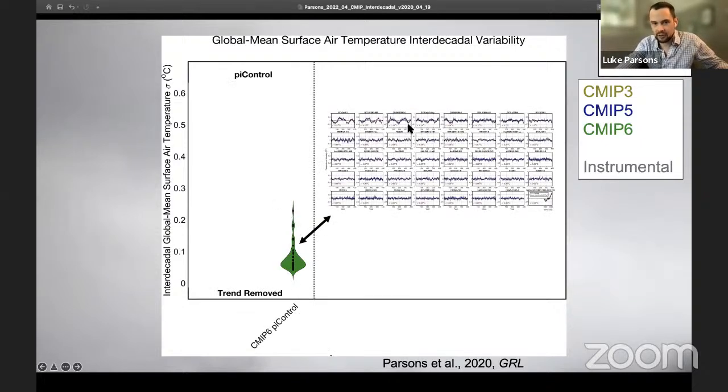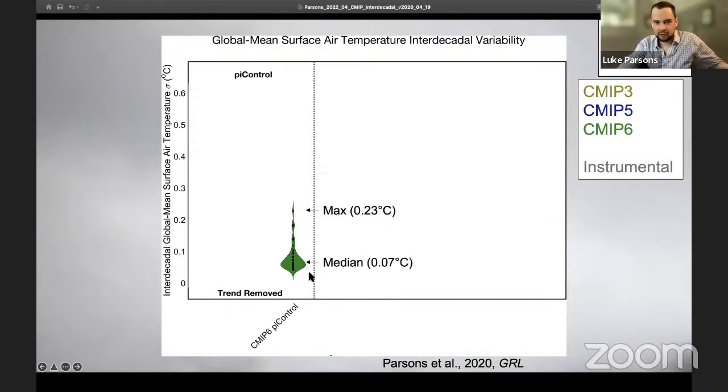So here's the results from the 39 postage stamp models I'm showing you here. So the median is about 0.07 degrees. So most of the NCAR model simulations kind of fall right down here, whereas some of the European and Chinese climate models fall up in this range.